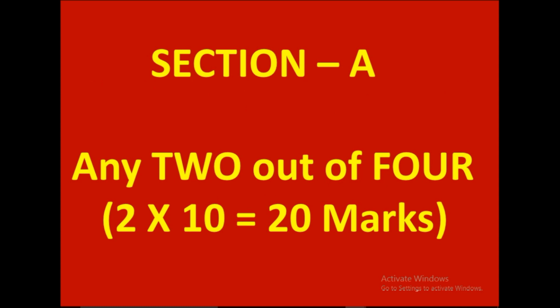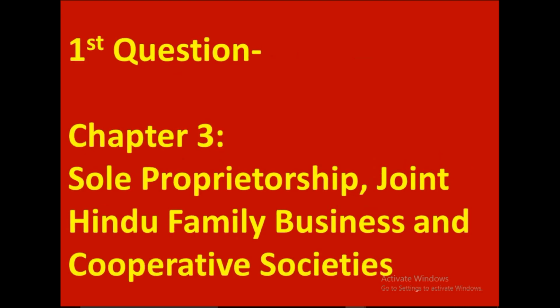Part 1, commerce. In section A, any 2 out of 4 means 4 questions will be given to you and you have to attempt any 2 questions out of 4. Each question carries 10 marks. 2 into 10, 20 marks. First question comes from third chapter, sole proprietorship, joint Hindu family business and cooperative societies.